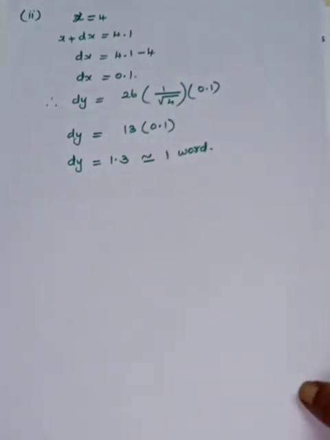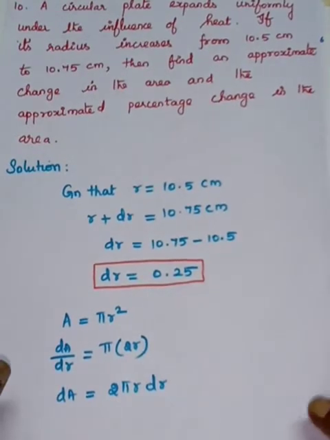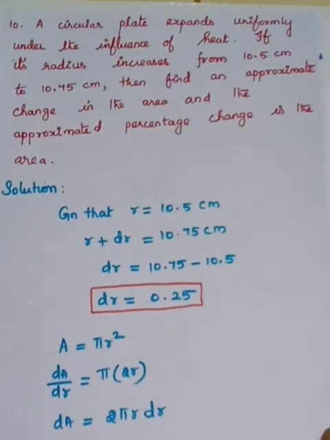Okay, see now, we'll move to problem number 10. A circular plate expands uniformly under the influence of heat. If its radius increases from 10.5 centimeter to 10.75 centimeter, then find the approximate change in the area and the approximate percentage change in the area. Okay, so we have taken the circular plate, whose radius increases from 10.5 centimeter to 10.75 centimeter.